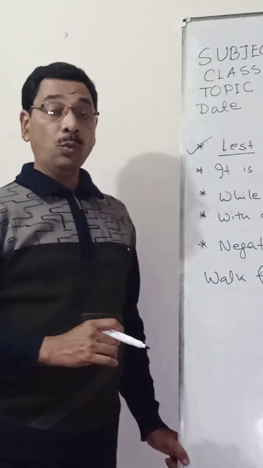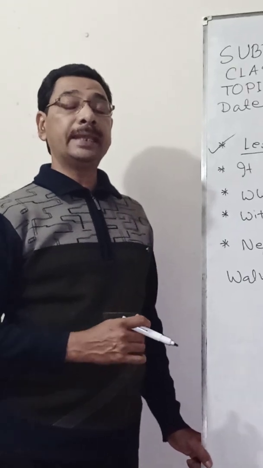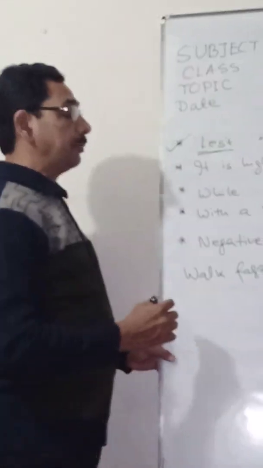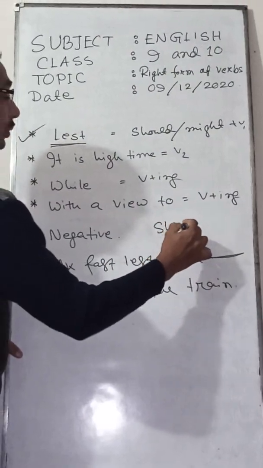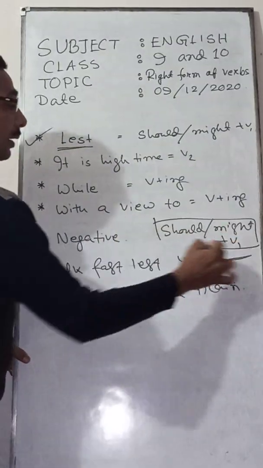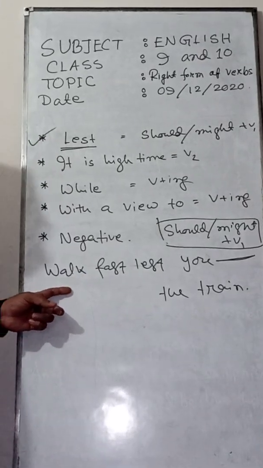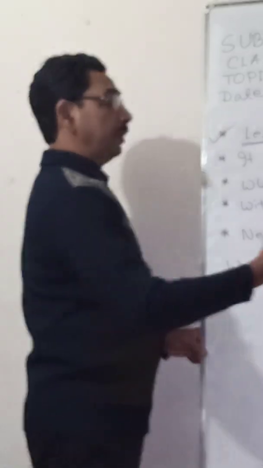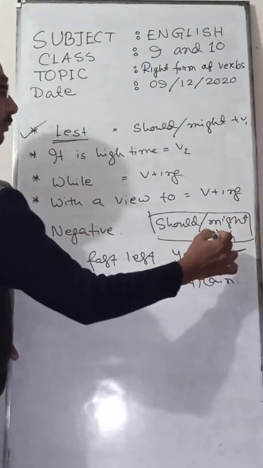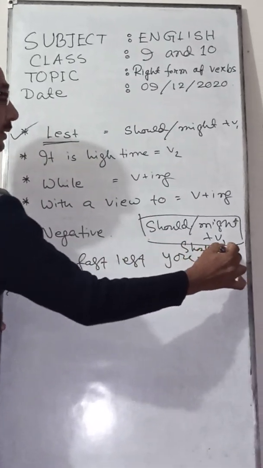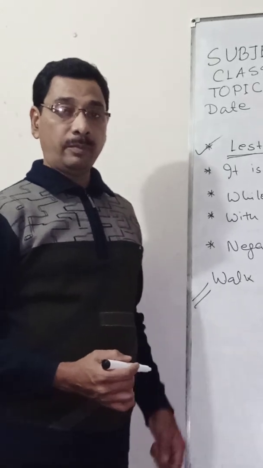If you find the word lest, which is especially a negative word, then the verb will be should or might plus V1. You have to remember this structure. If you find a sentence with lest, you have to write down the verb should or might plus V1. In this sentence, walk fast lest you should miss the train. This is an easy and important structure of right form of verbs for you all.